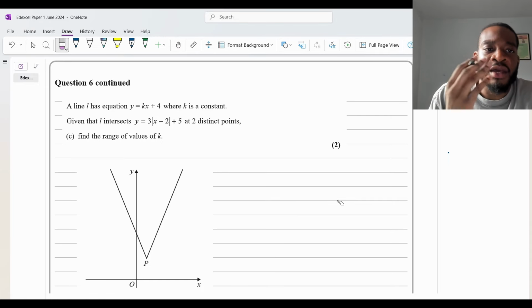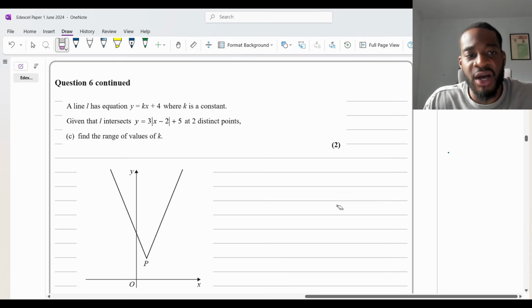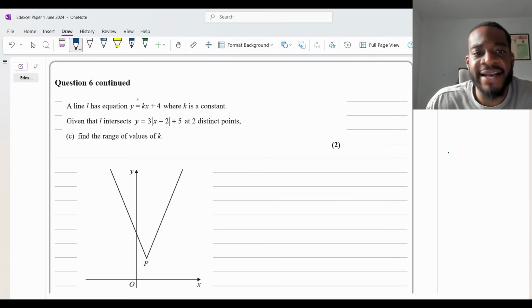Okay, so think about the picture, right? Whenever you're doing these types of questions, try and visualize it. We've got a line, y equals kx plus 4. What do we know about this line? Well, for starters, we at least know what the y-intercept is. It's 4, isn't it? Now, what does that mean in terms of our modulus graph? Well, remember, the vertex of this point P, this was a 2 there, and that was a 5, right? So at least we know that the intercept lies below the vertex.